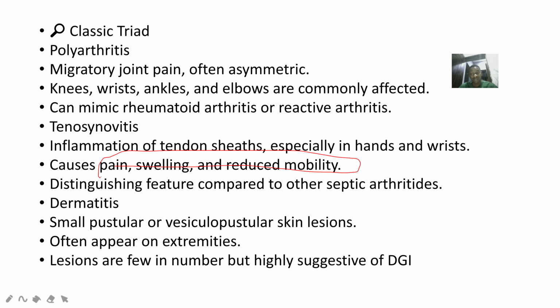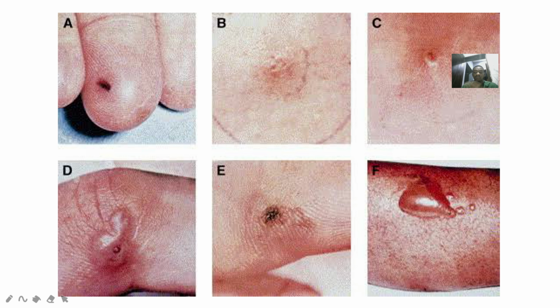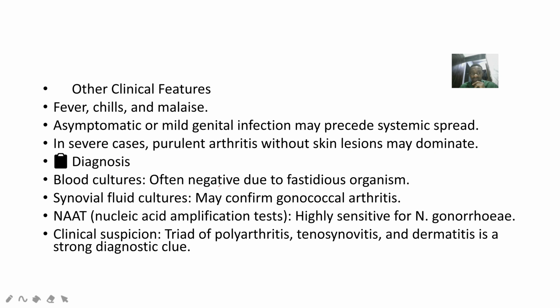So there's also dermatitis, so some skin issues. So small pustular or vesiculo-pustular skin lesions often appear on the extremities. So lesions are usually few in number but highly suggestive of this. These are the pustular skin changes that we've been talking about. So other clinical features are fever and chills, genital infections too, and in severe cases, purulent arthritis.